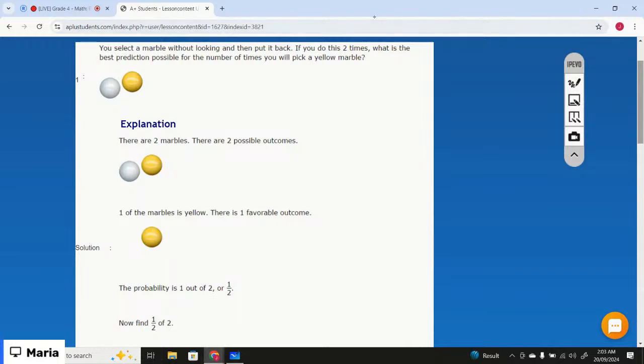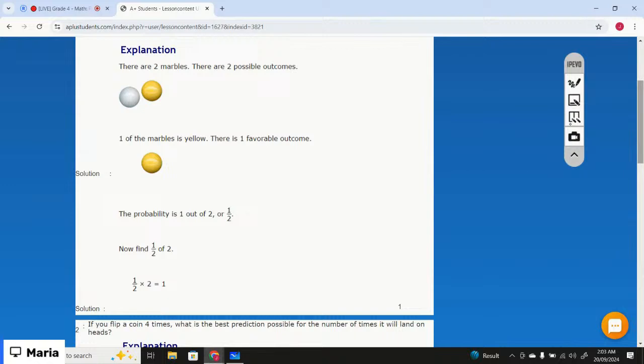Now the question is, if you do this 2 times, what is the best prediction? So you did that 2 times, multiply the probability of yellow, 1 by 2. You have to do 1 by 2 times 2, right? Because you did that 2 times. So the answer is 1. That means out of the 2, you have one prediction that you will select the yellow marble, right?